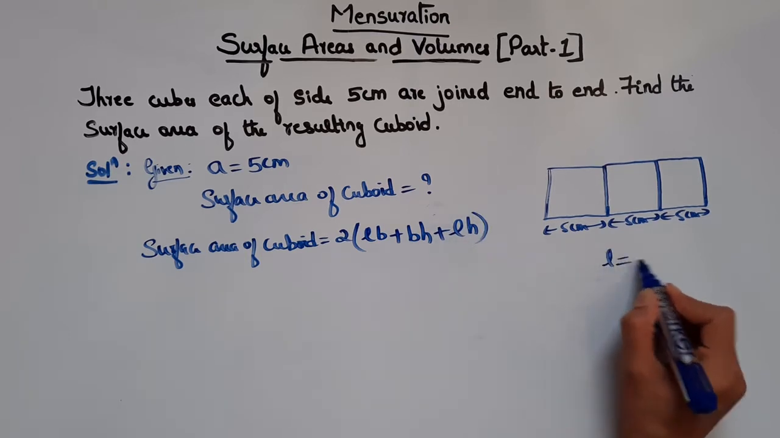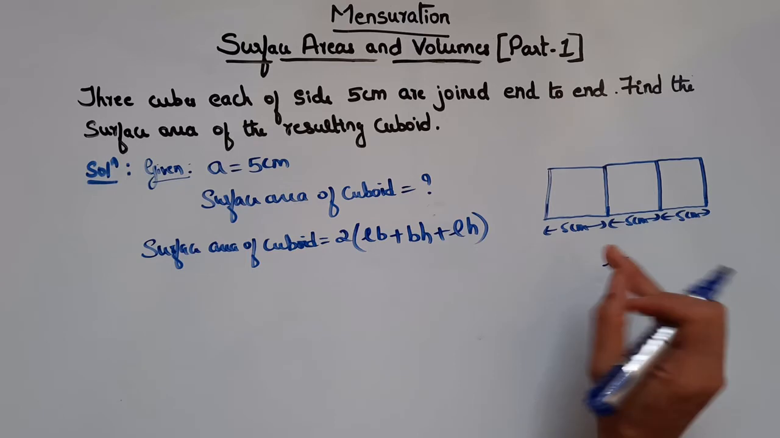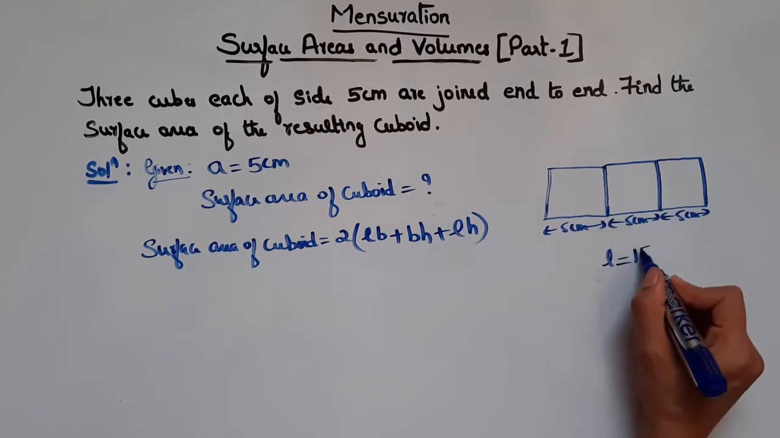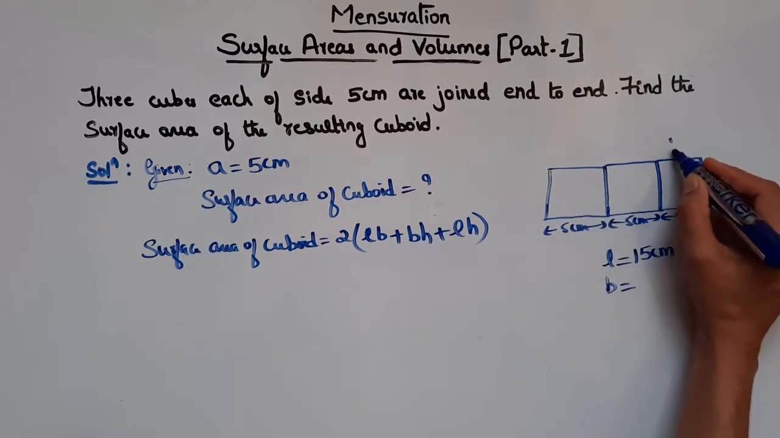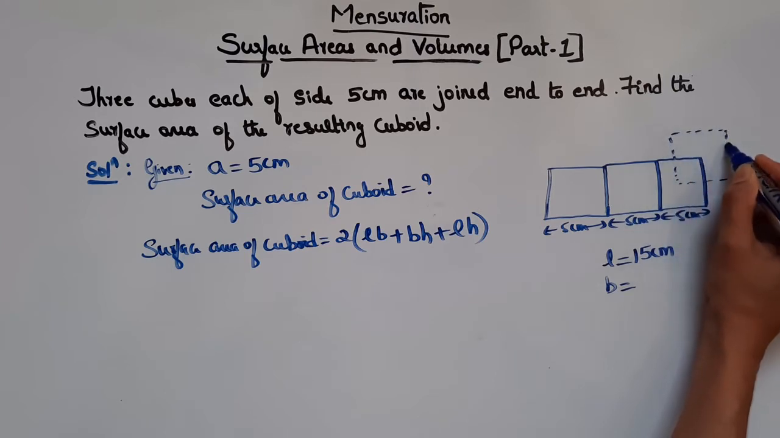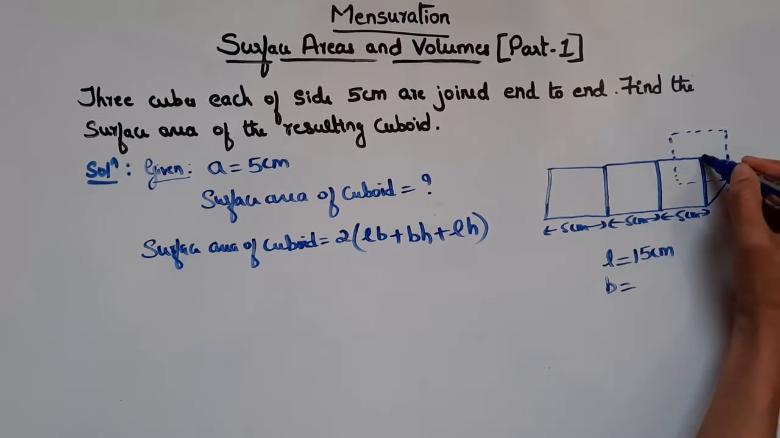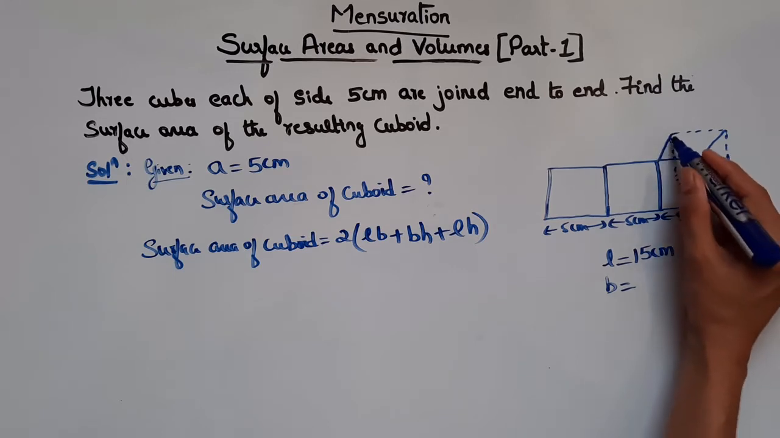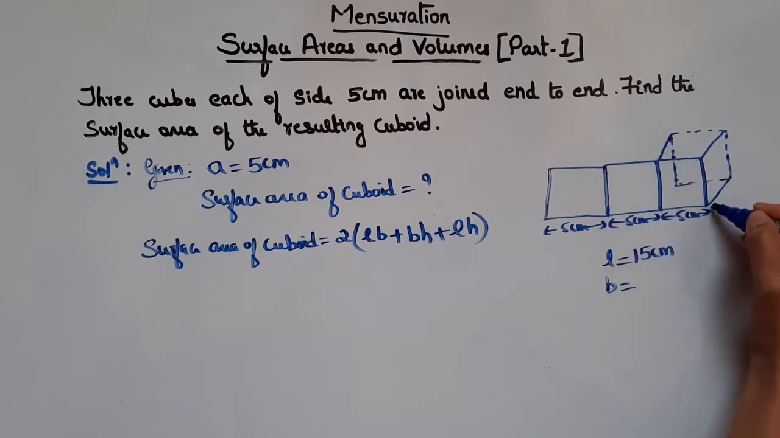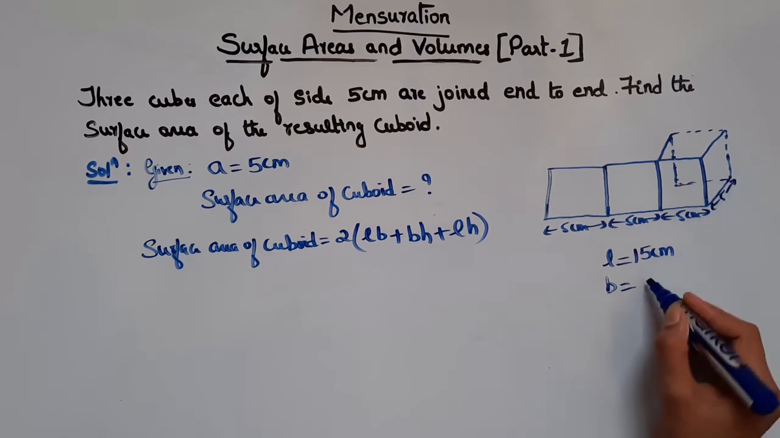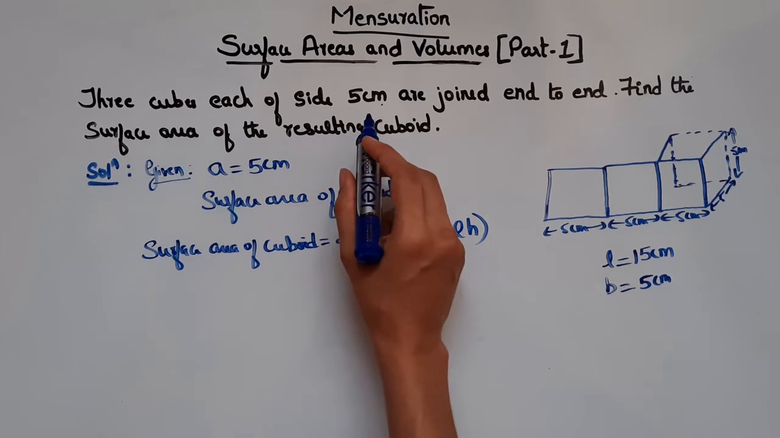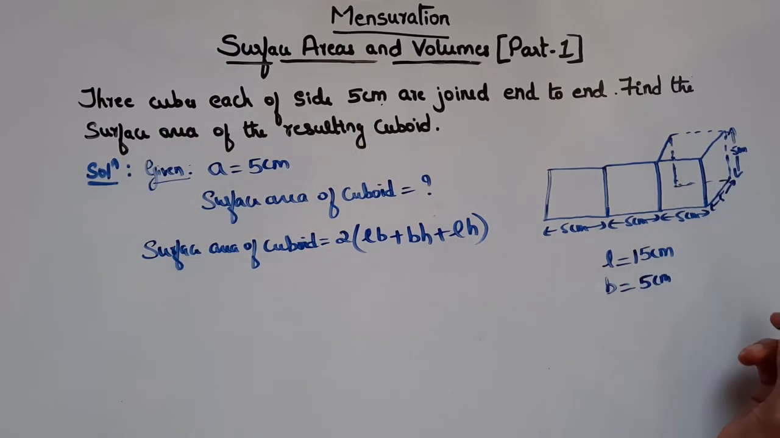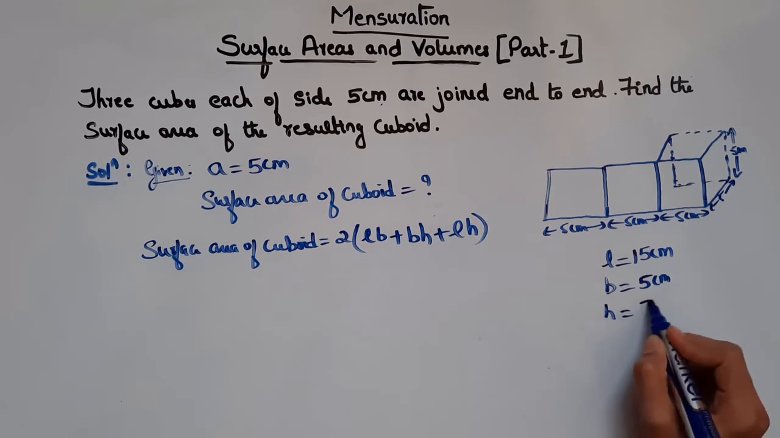So here what is length? Length is this length. So 5 plus 5 plus 5, that is 15 centimeter. Now what is breadth? This is actually a 3D figure, which means it's like this. It's a cube, right? So here if you see, breadth is 5 centimeter. And what is the height? Height is also 5 centimeter. They have said 3 cubes, each of side 5 centimeter. It's a cube, so all the sides are 5 centimeter, right? So therefore height is also 5 centimeter.